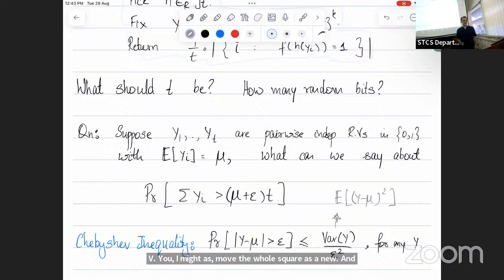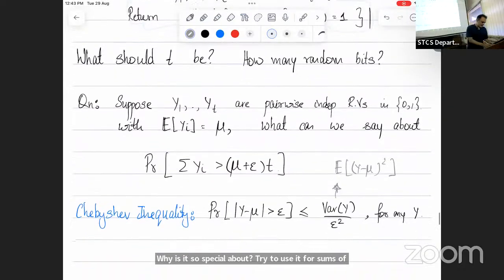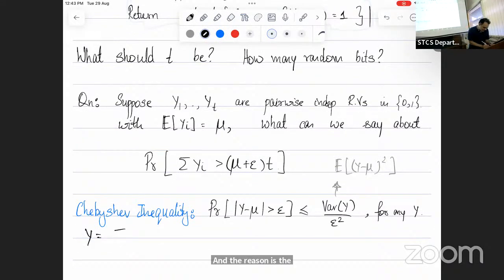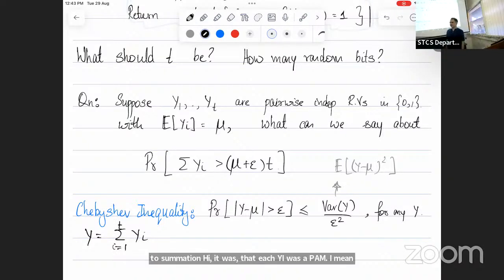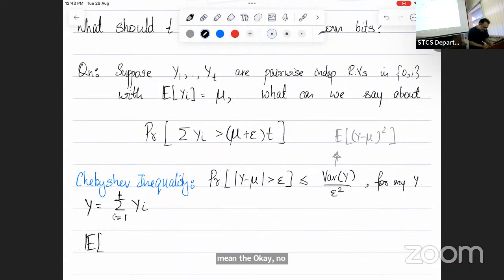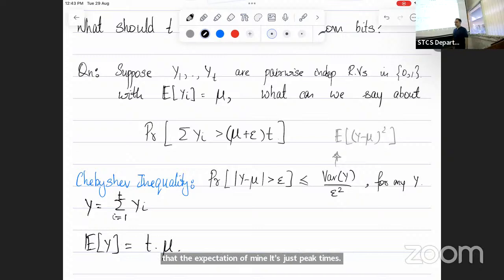Now, this is a statement that is true for any y. Why is it so special to use it for sums of pairwise independent random variables? What are we going to gain here? The reason is the following. Let's say that y is equal to the summation of yi, i goes from 1 through t, where the set of yi's are pairwise independent. Linearity of expectation will tell me that the expectation of y is just t times mu. This is not surprising; it is true for any set of random variables.